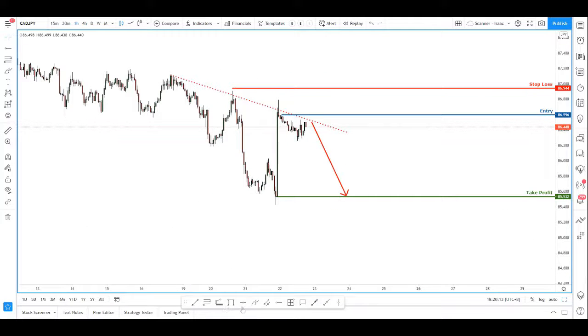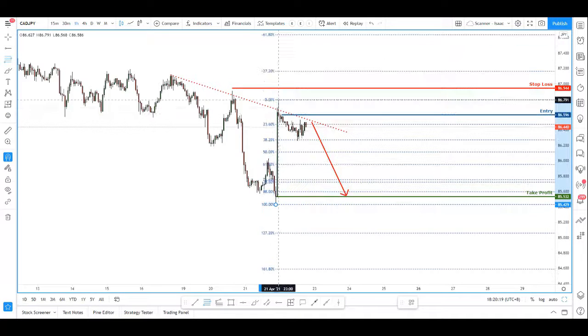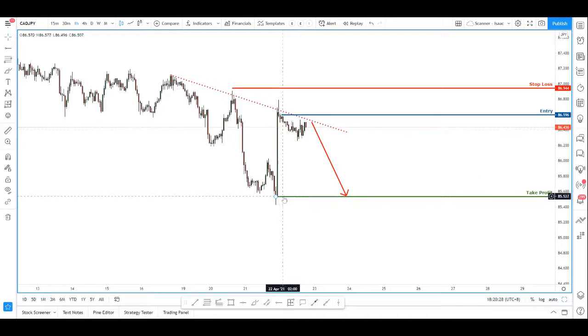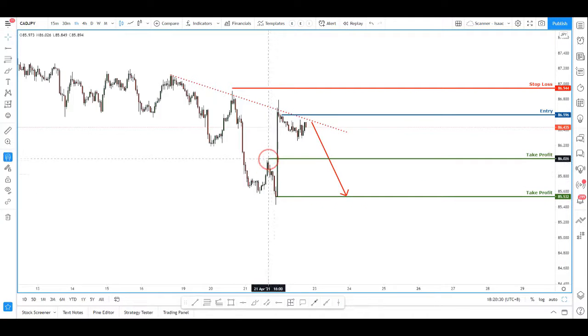Finally, we can find an intraday take profit by using Fibonacci retracement of this huge push up. And we can see that the 61.8 falls in line with the graphical overlap support. So this can also be our first take profit.